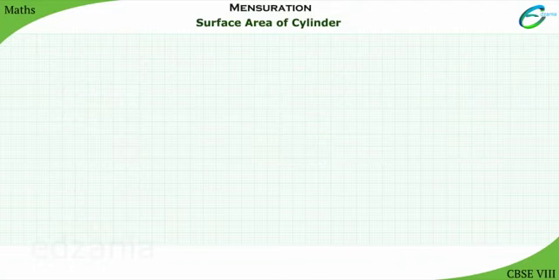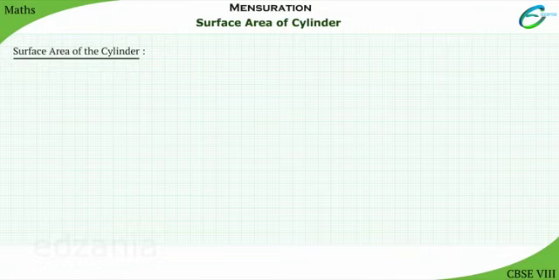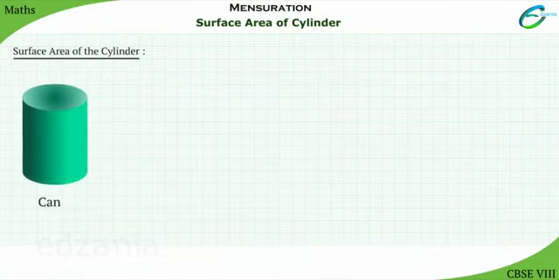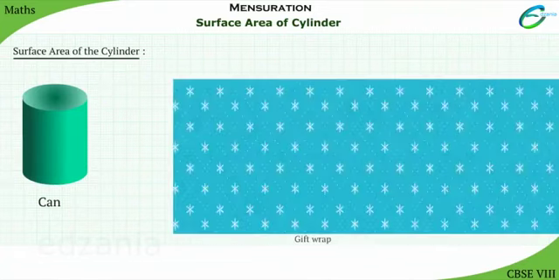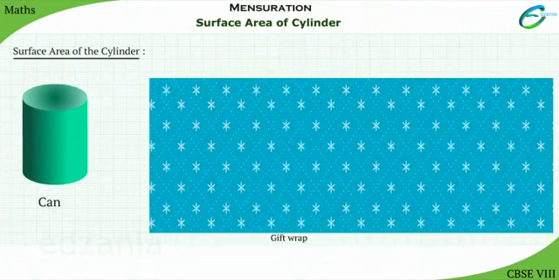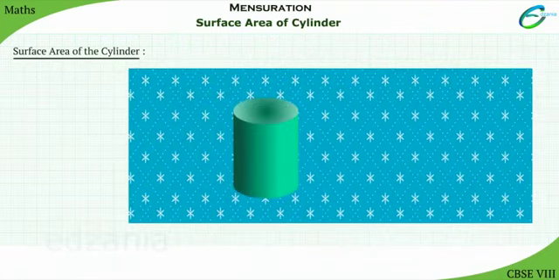Let us do a small activity to find the surface area of the cylinder. Have you ever wanted to gift wrap a can? Did you ever wonder how much wrapping paper you would need? Let's explore and see. Here we have a can and a gift paper. First, let us keep the can on the gift paper and trace the base of the can and cut it.